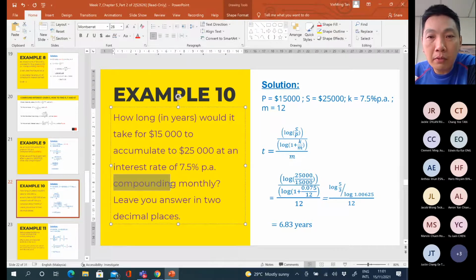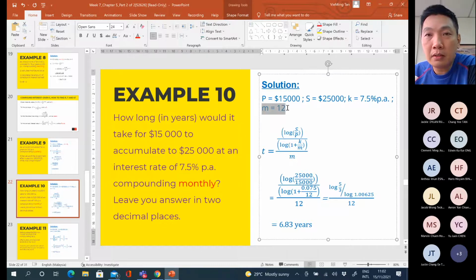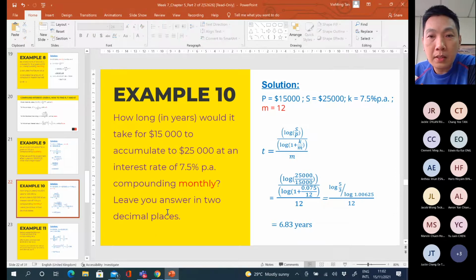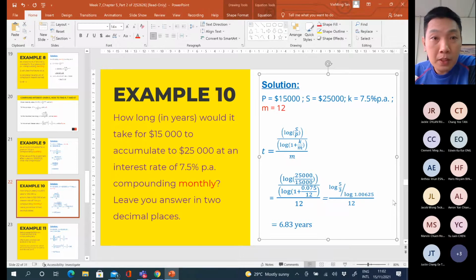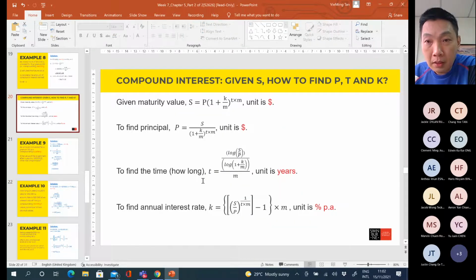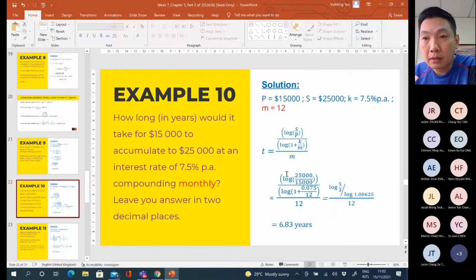If you see the word compound, that means this question is using compound interest rate. Monthly. So that means M is equal to 12. Get ready. M is equal to 12. Leave your answer in 2 decimal places. So that means this question is to get the T value. So we copy the formula directly, from here, paste to here. So we have to use log because the T is a power number, to solve the problem.